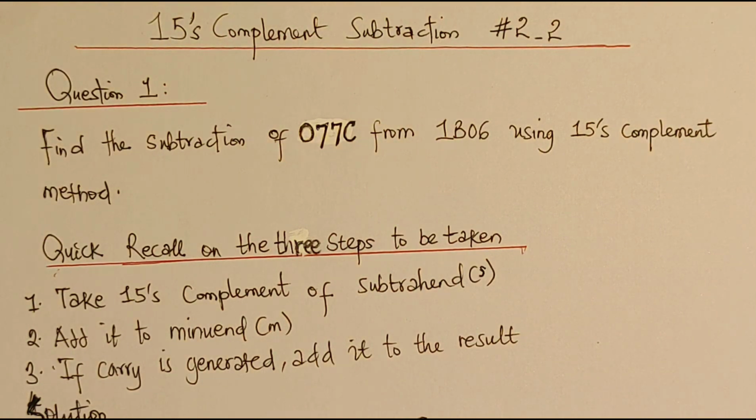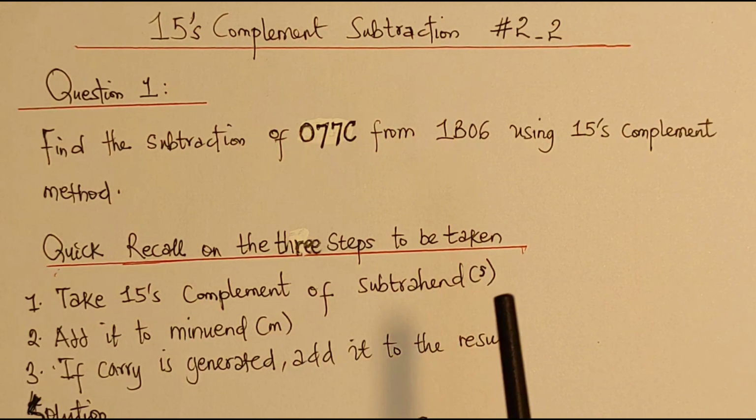So what do you do? I will advise you to quickly recall the steps to be taken before you start your calculation. We basically have three steps. The first one is to take the 15th complement of the subtrahend. Then whatever value you have, you add it to the minuend, which is step 2. And then step 3 is, if carry is generated, you add it to the result. Now, to better understand this, let's look at the given solution.